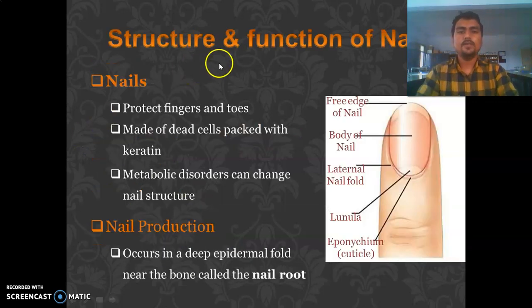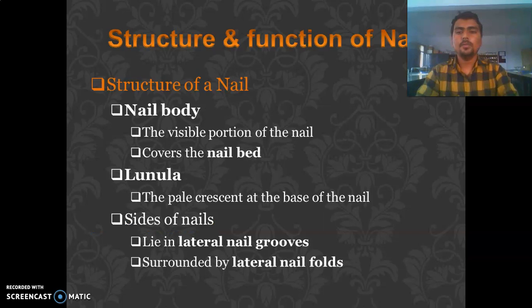Now structure and function of the nails. Nails protect the fingers and toes and are made up of dead cells. They are packed with keratin, and metabolic disorders can change the nail structure. Now production of nail. Production of the nail occurs in the deep epidermal folds near the bone, called the nail root.